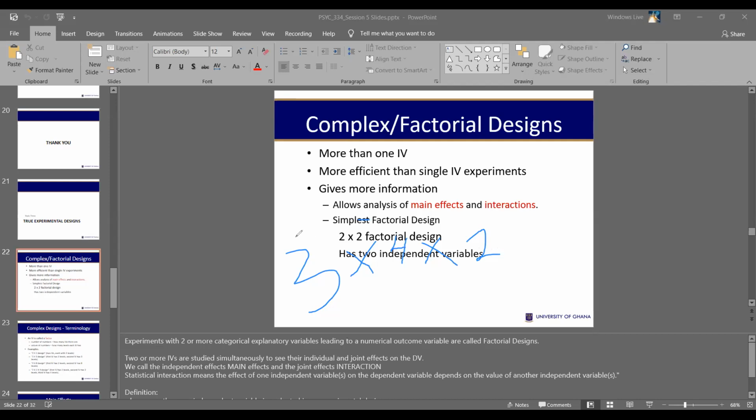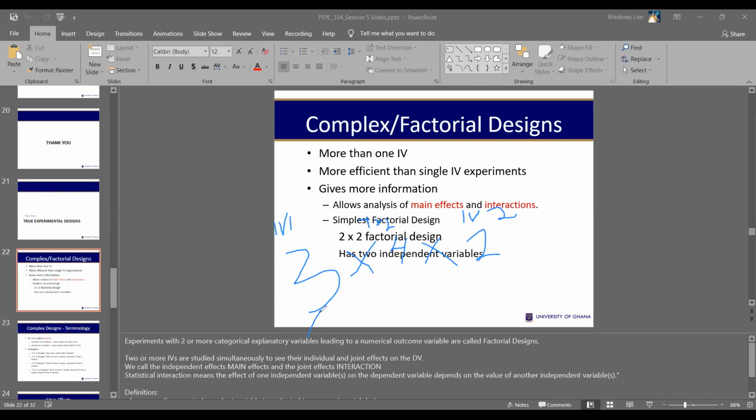Because you realize that when it was 3 by 4, I told you the 3 stands for IV number 1, the 4 stands for IV number 2, then the 2 will stand for IV number 3. So it means that when they make it 3 by 4 by 2 or 2 by 2 by 2, it should tell you that they are testing three different independent variables. So it could be that they are testing the effect of alcohol, marijuana, amphetamine on recall. But in each IV, we have different groups.